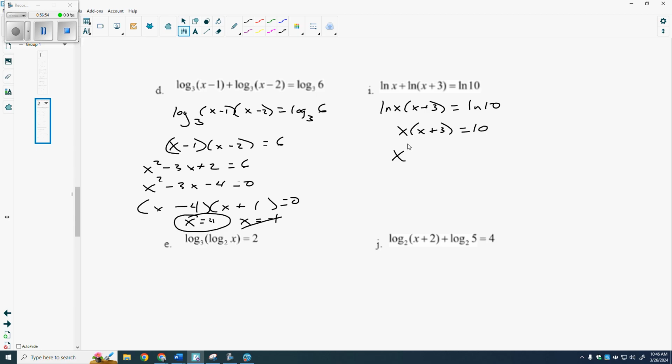FOIL that, distribute that out. Subtract 10 to make it equal to 0. Use the quadratic formula or factor. I'm going to try to factor real quickly. Factors of 10 that subtract, that one works also. Larger number has to match the sign I want. X equals 2. X equals negative 5. Negative 5 is going to make that negative. It doesn't work. My answer is x equals 2.